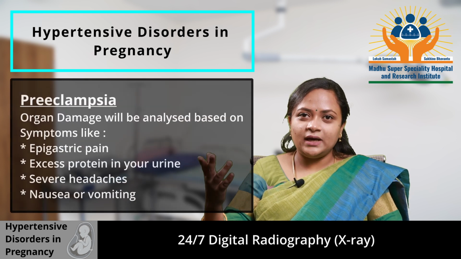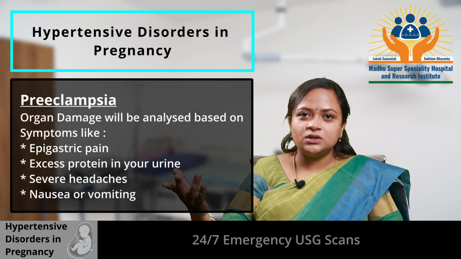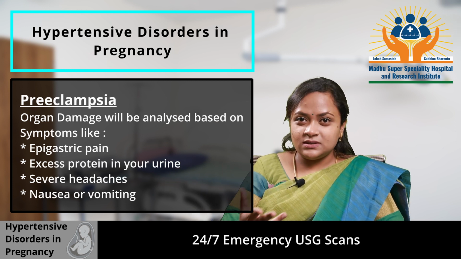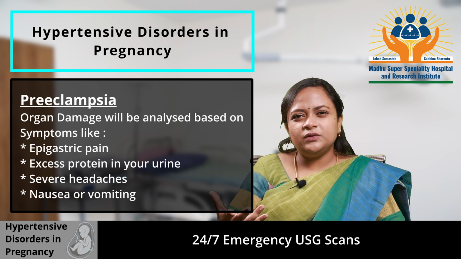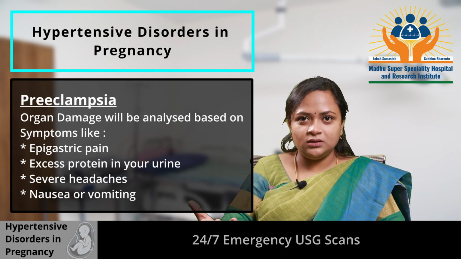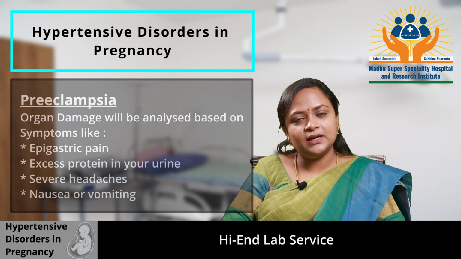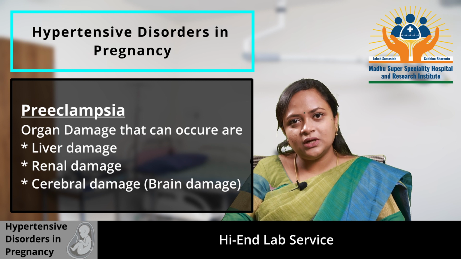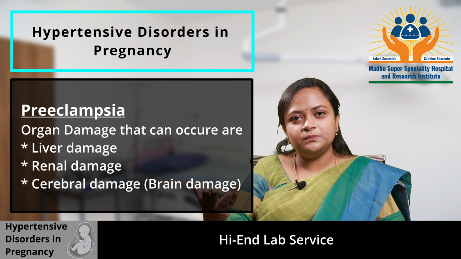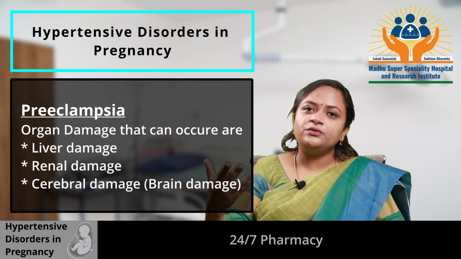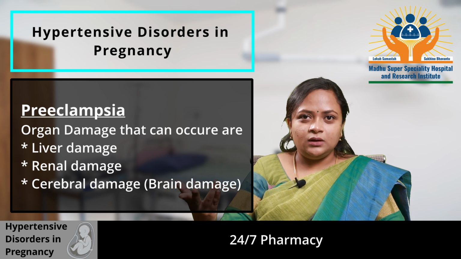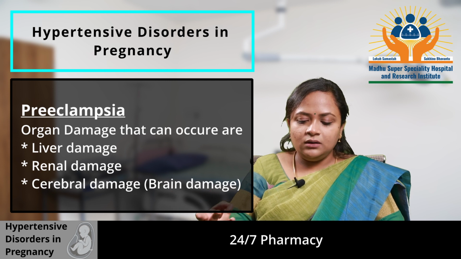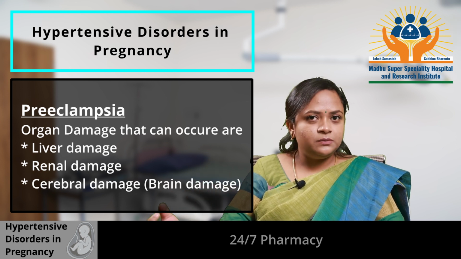And end organ damage, how will you diagnose it? We'll ask the patient for symptoms, like she'll be having epigastric pain, severe pain. It will be because of liver involvement. Liver damage can occur in preeclampsia. Renal damage will occur first, and that will present as proteinuria. For renal damage, you will send a kidney function test to look at serum creatinine. That will be elevated in hypertensive preeclampsia. And in liver damage, SGOT and SGPT will be elevated.